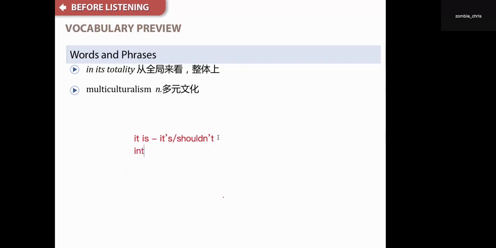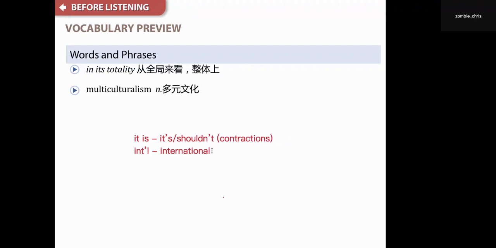You may even see abbreviations done like this. International arrivals. You'll see this commonly in airports: INT apostrophe L, meaning international. So you would see this apostrophe to signify that something has been removed. Usually one or two letters have been removed, and we call these contractions, where two words are contracted together. So should not will become shouldn't, and it is will become it's.